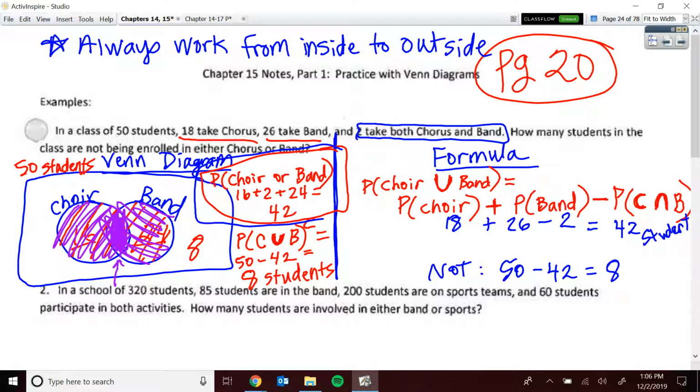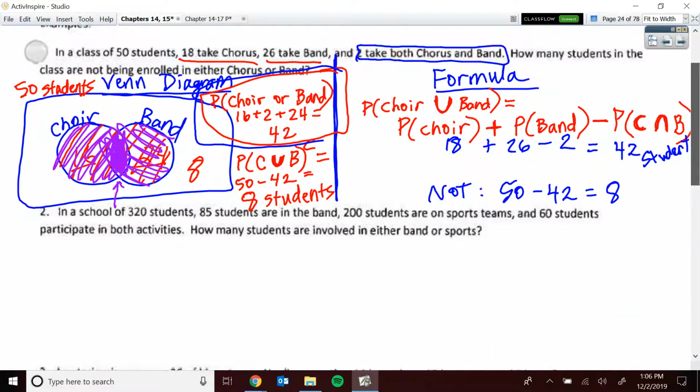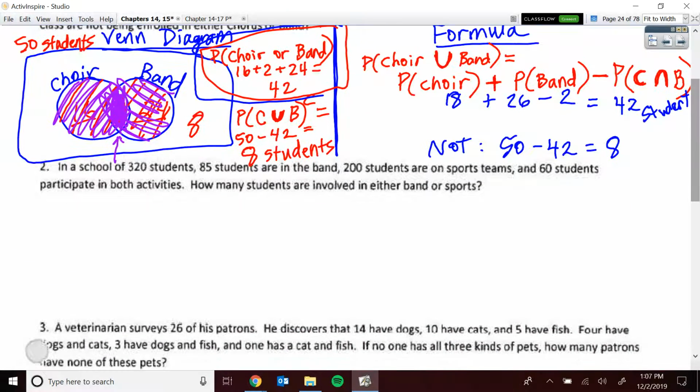All right, so I want you to take a look at problem number 2, and I want you to do it the 2 different ways. I want you to do it the Venn diagram way, and I want you to do it the formula way, and then we'll talk. Okay, so take a moment, do that.